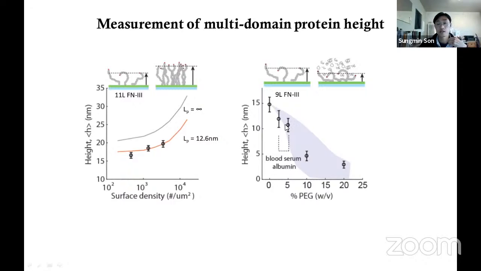So it has interesting implications. It's not only the glycocalyx or the polymer brushes that really collapse because of this high osmolarity, but even these proteins, tens of nanometers high, can change their height because of these solution conditions.